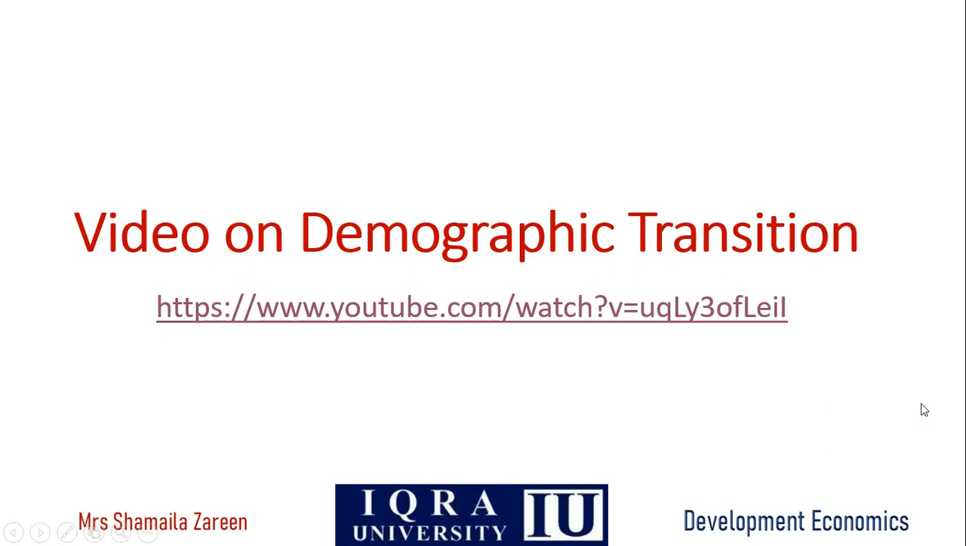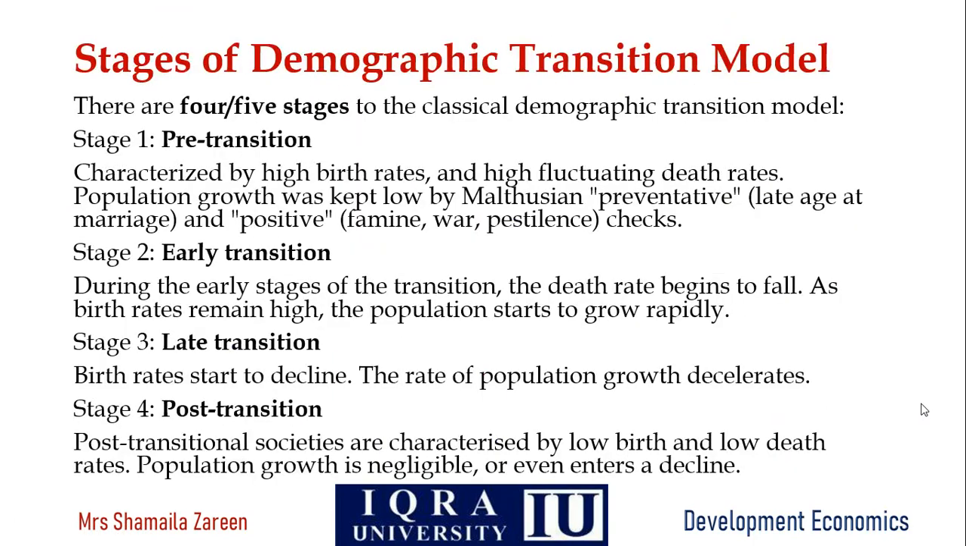So here it was showing the demographic transition, which we had discussed, the 5 stages: pre-transition, early transition, late transition and post-transition. You can see here first of all the birth rates are high, okay, and high fluctuating death rates. And after that, because of the good health facilities, the death rates are going to fall, but the birth rates are also high, so population starts to grow rapidly.